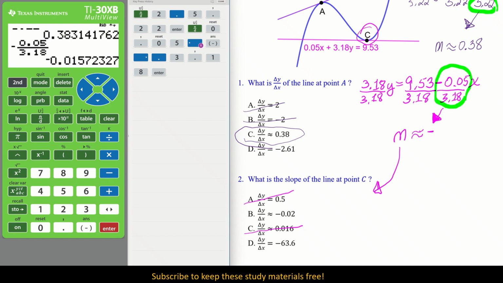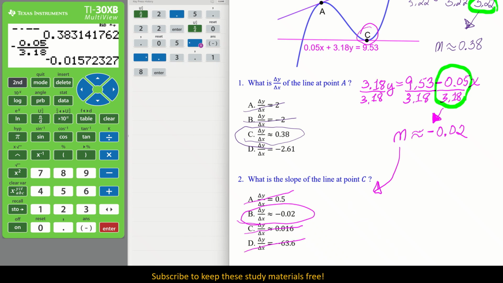Okay. Now, as an estimation, I'm seeing negative 0.0, and we can round to 2. So therefore, B is verified, and yes, D is way too large. Okay, great. So let's move on to number 3.